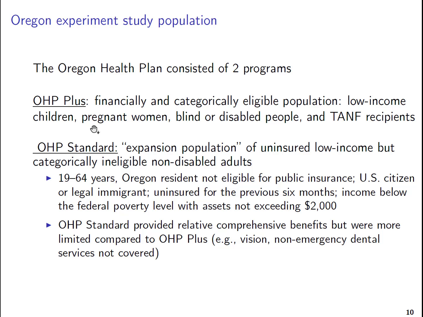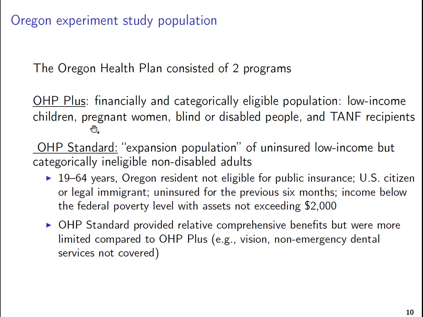However, the lottery program is the OHP Standard, which was Oregon's way of reaching out to other people who were uninsured and who couldn't gain coverage through Medicaid because they couldn't qualify under the federal rules. So right off the bat, the point I want to make here is that this is a non-typical group of individuals who were previously not eligible for Medicaid. They were uninsured, low-income, non-disabled adults. So you've got to be 19 to 64 years old, be a resident, be a citizen, be uninsured for the previous 6 months, and have incomes below the federal poverty line as well. So low-income adults who couldn't gain coverage through the traditional program. This was the lottery program in Oregon.